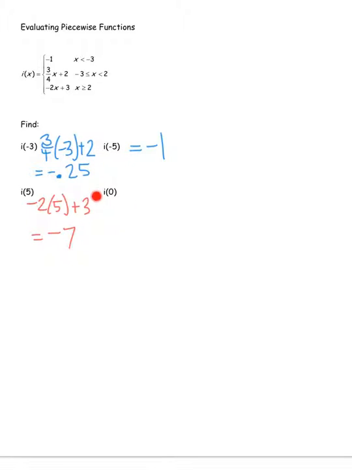And lastly, 0. 0 is not smaller than -3. It's not bigger than +2. It's between 2 and -3. So we'll use that middle piece. 3/4 times 0 plus 2. Anything times 0 is 0, so the answer will just be 2.